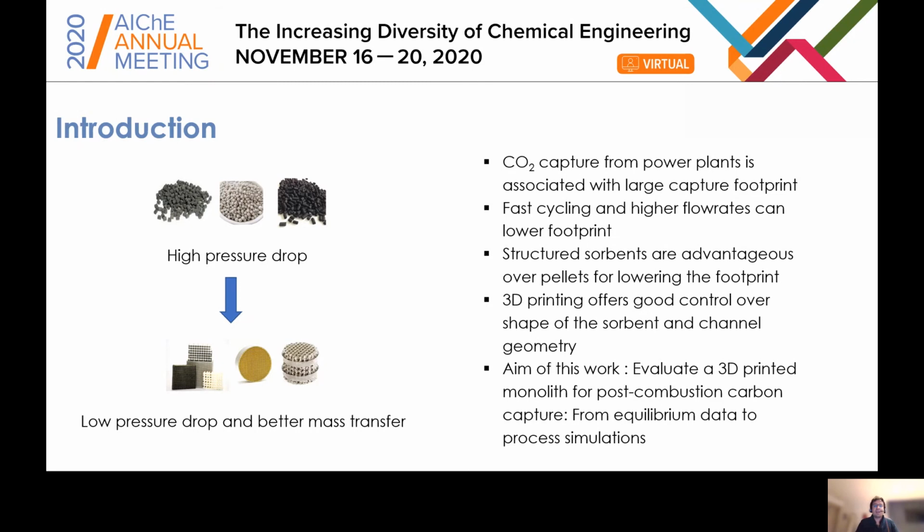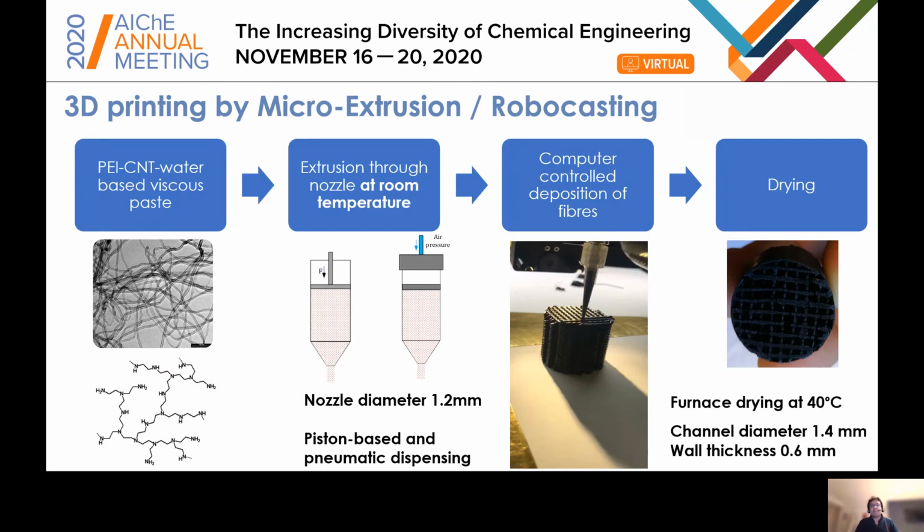In this work, we printed a monolith by a 3D printing method called robocasting. Here, a water-based paste containing polyethylene and carbon nanotube was prepared. The paste was extruded through a nozzle at room temperature, and the extrusion process was controlled by computer. Once the structure was printed, it was then dried to remove the water.